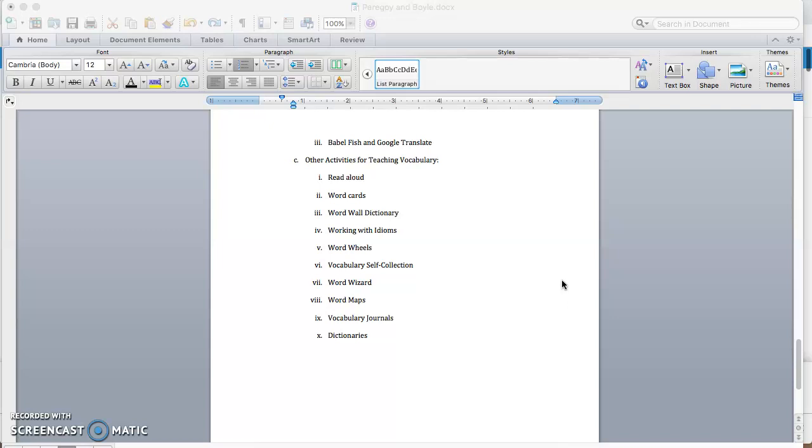All these activities are very helpful for a teacher to use in order to switch it up and not keep a redundancy of just teaching new vocabulary words in the same way, and to change up the pace of the classroom. But, yeah, that's chapter 7 of Peregoy and Boyle.